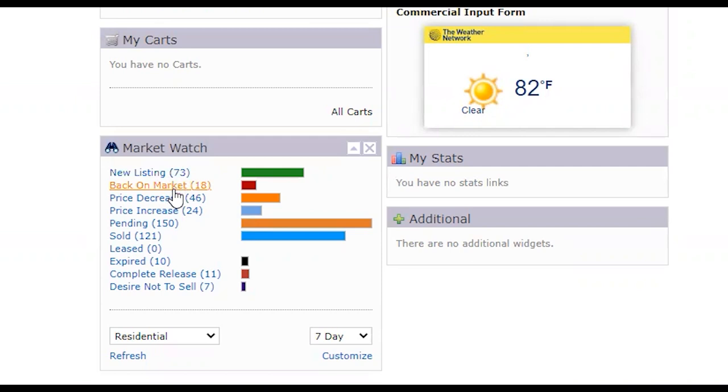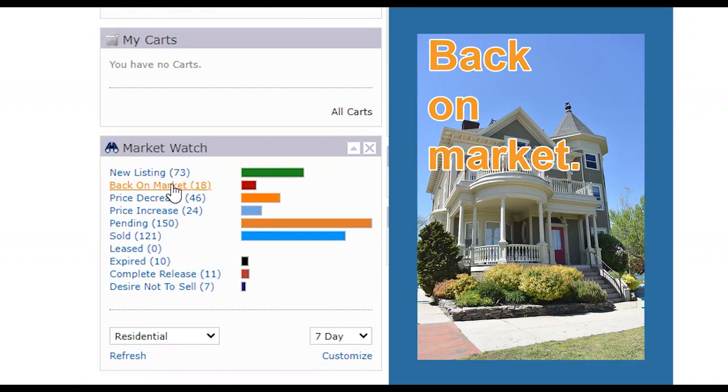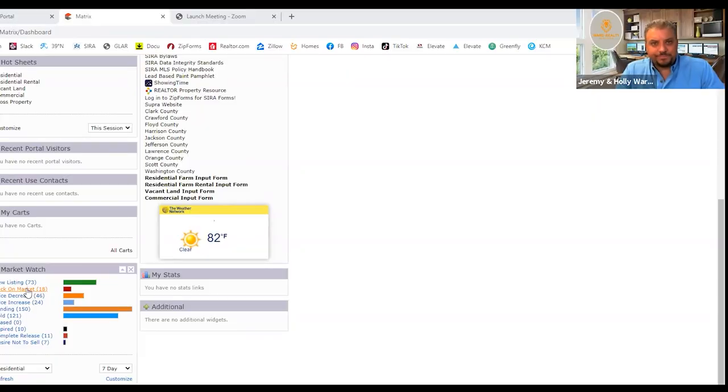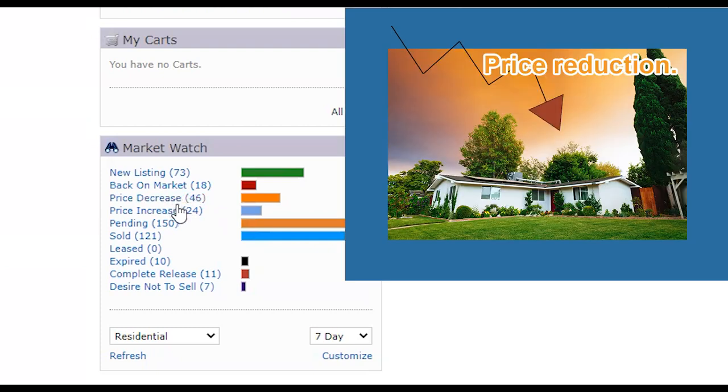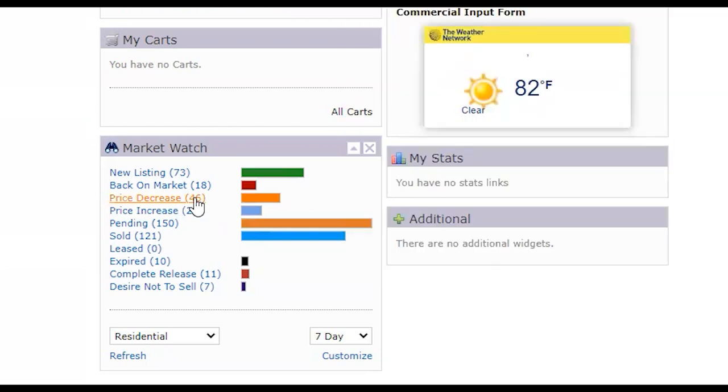The next column here is back on the market. This could be where a home had an accepted offer, and financing fell out, or maybe inspections were done and the buyers got cold feet after seeing some repairs that would need to be made. There's several reasons that could be. So we had 73 new listings come and 18 come back on the market in the last 7 days. That adds to that inventory that everybody's talking about. One of the things that I haven't seen in a while is price reductions, and there's been 46 of those in the last 7 days.